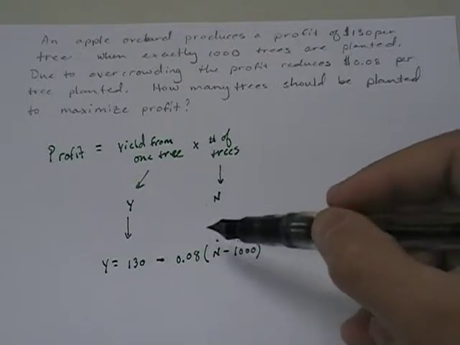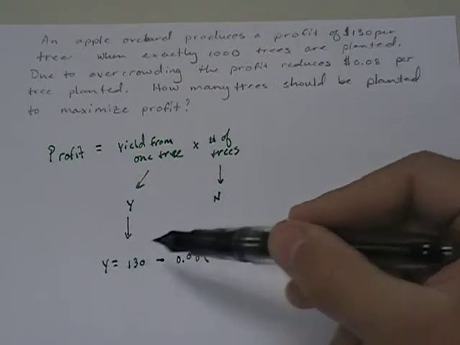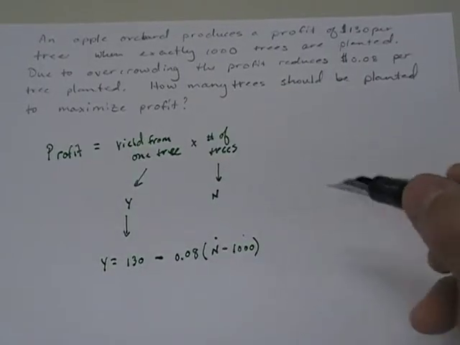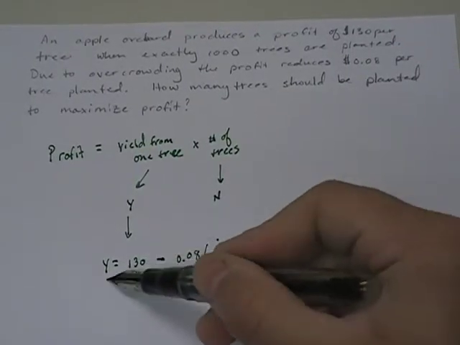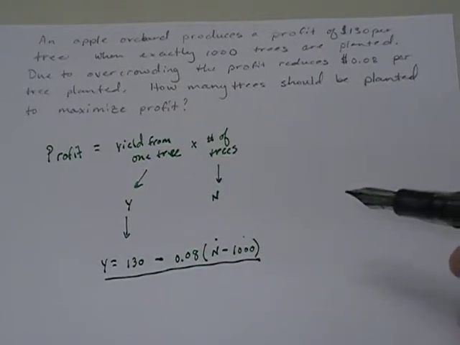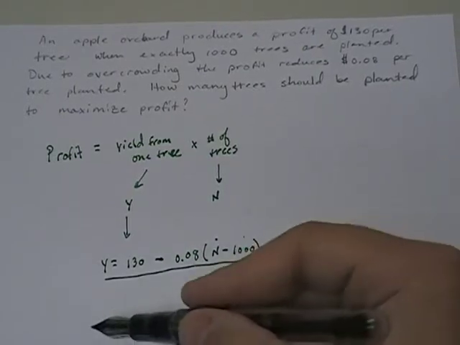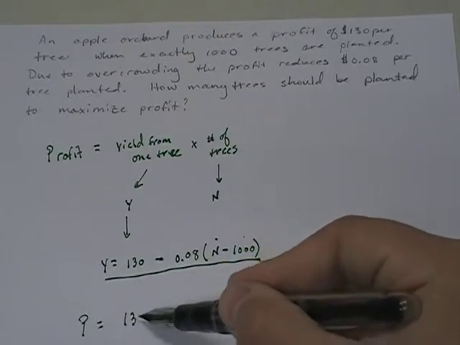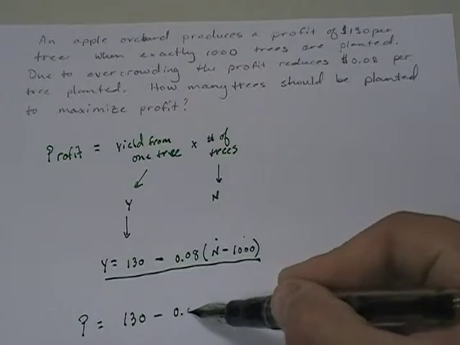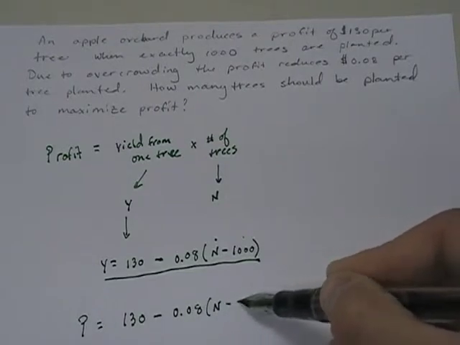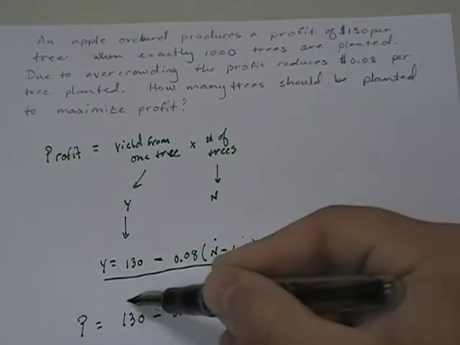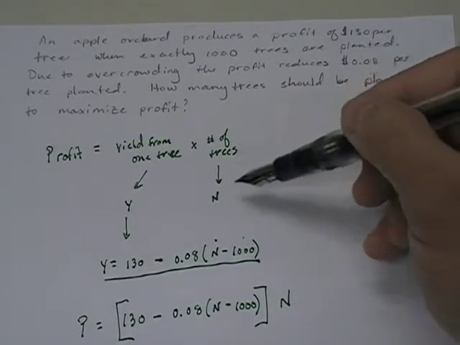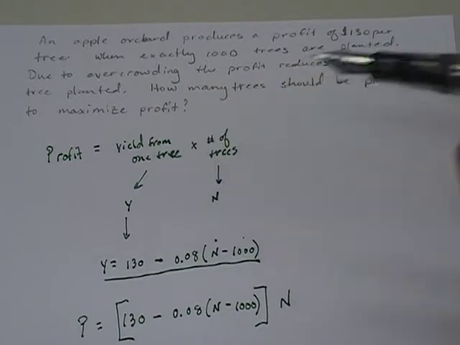Okay? So the amount I make per tree would go down, but the number of trees goes up, and so my profit may still go up. And that's what we're trying to find out. So this is yield. This is how much I make per tree. So profit equals 130 minus 0.08 times N minus 1,000, times N. It's going back to this original definition of Y times N.